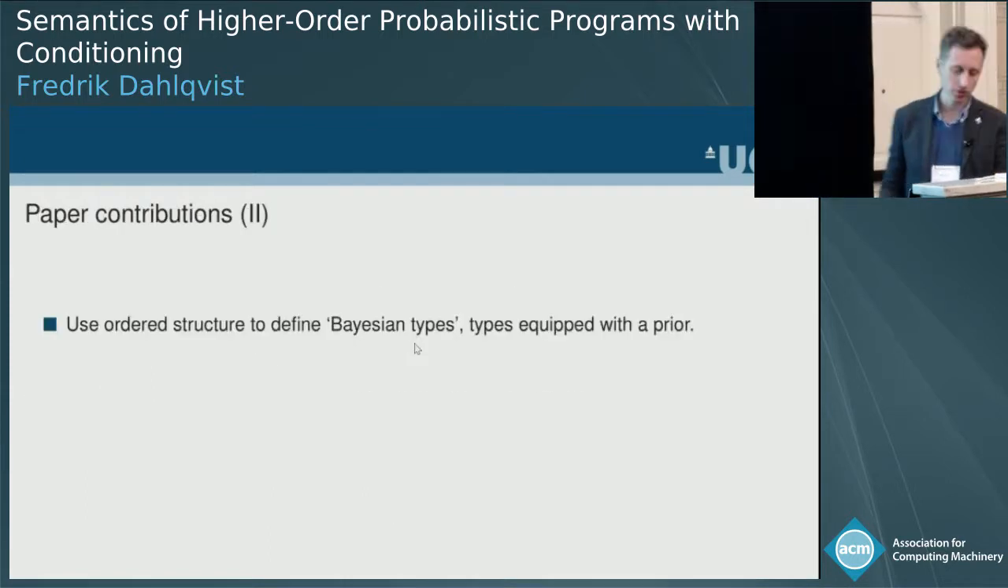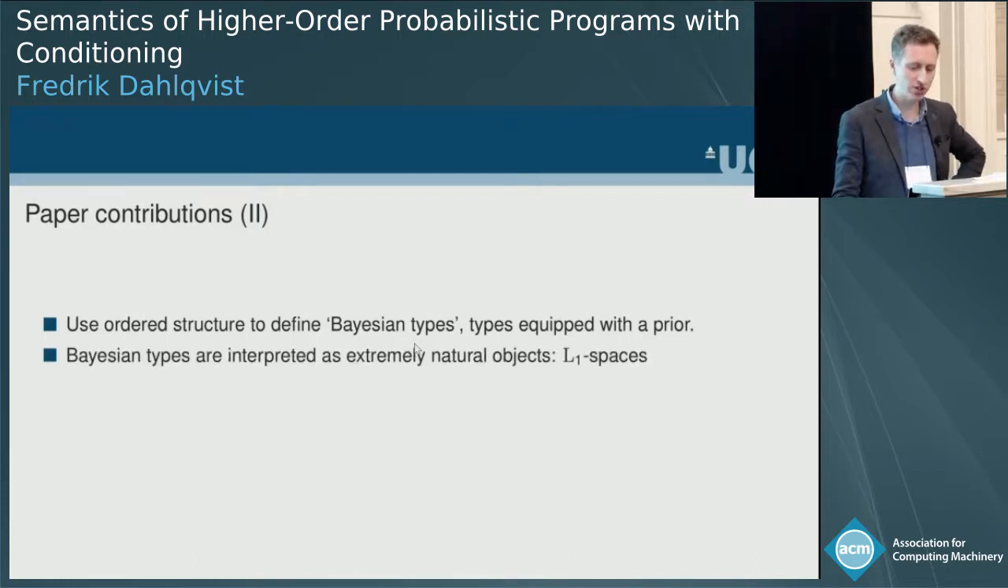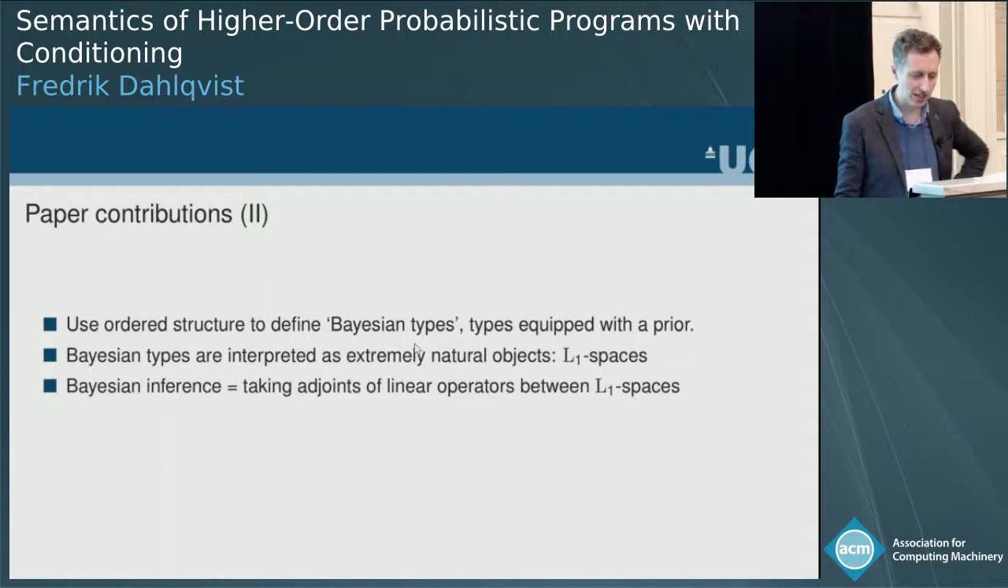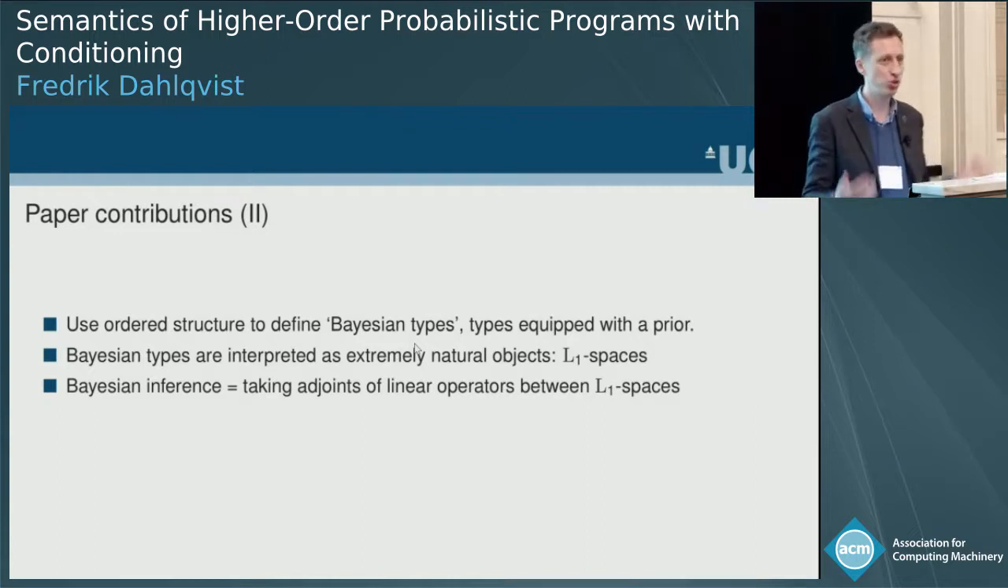Okay. So the paper contributions on conditioning are the following. So the order structure, which I said earlier, turns out to be really, really useful, allows us to define special types, which we call Bayesian types. So a Bayesian type is just a normal type together with a prior. So the prior is embedded in the type system. Okay? And these Bayesian types are interpreted as L1 spaces, which are the most natural spaces you could think of in measure theory. Okay? And Bayesian inference in this framework is just taking an adjoint operation between L1 spaces. So again, it really feels like the right maths to be doing this kind of thing.